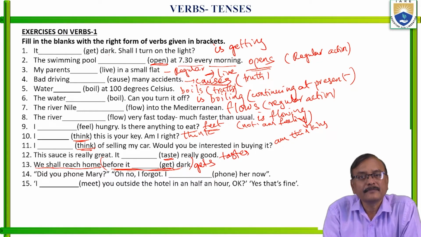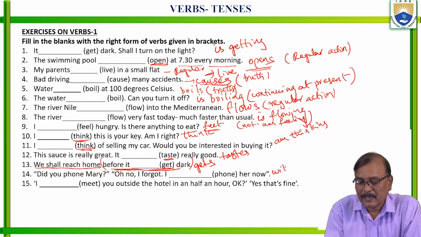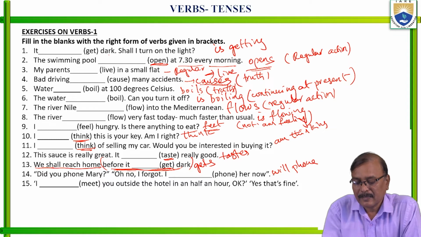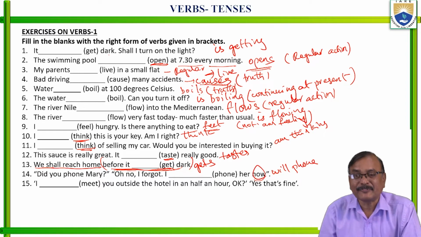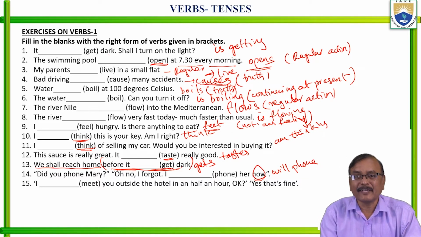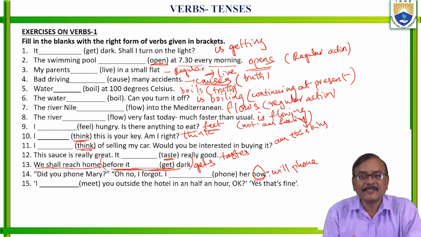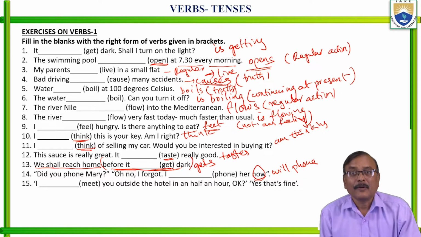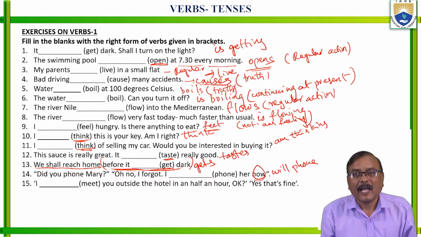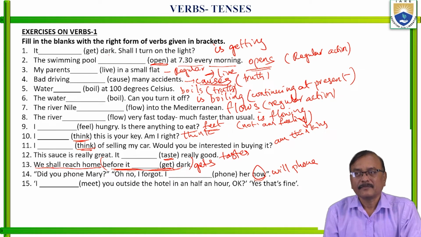Did you phone Mary? Oh no, I forgot. I will phone her now. Don't get confused by seeing this now. You are not phoning, you are not making a call at this moment. I asked you, did you phone Mary? You said, oh no, I forgot, I will phone her now. It means it is going to take place in the future only.